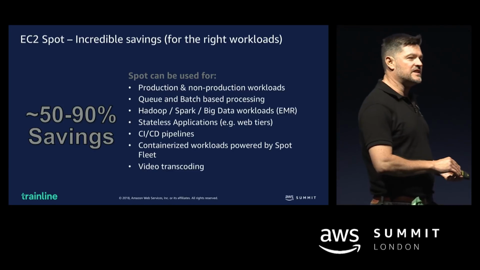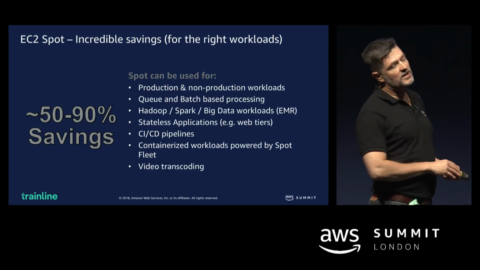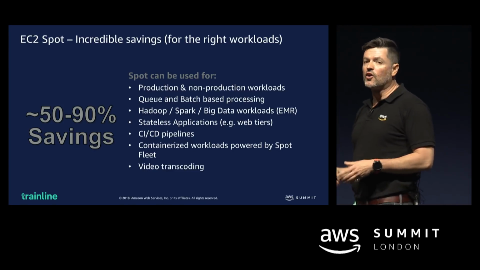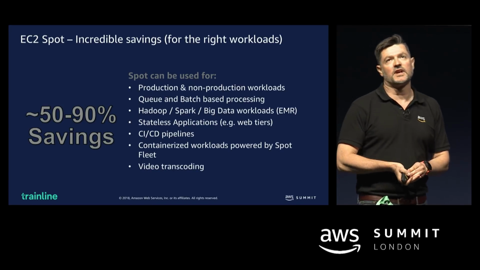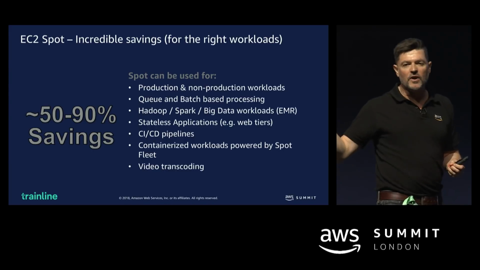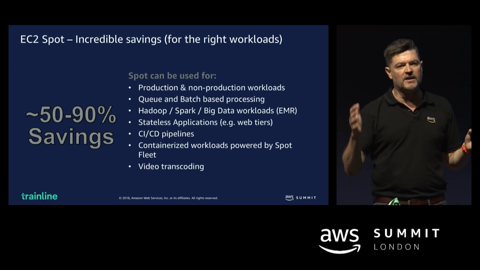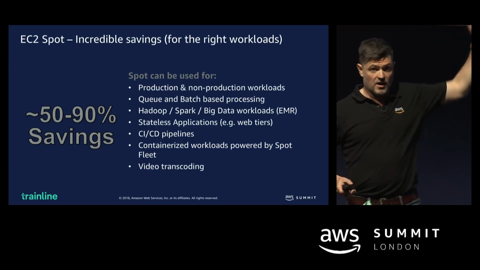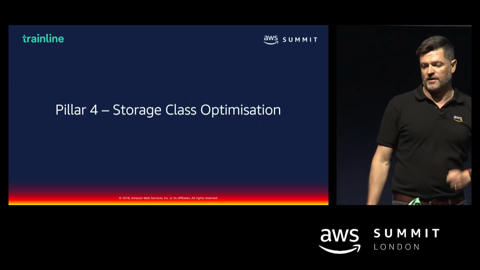50 to 90% savings. Why would I use EC2 Spot? It's great for big data workloads. It's great for things where you need to do a quick batch job. Maybe you're doing some really big data analytics. You don't really mind if a job drops and it respawns. Great place to go start. Go have a look at it.